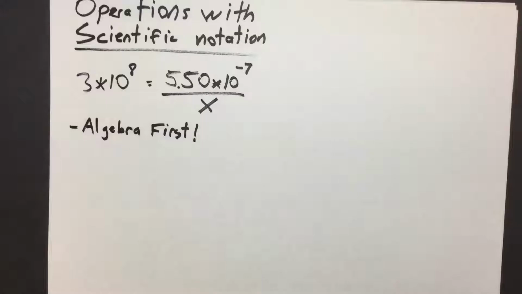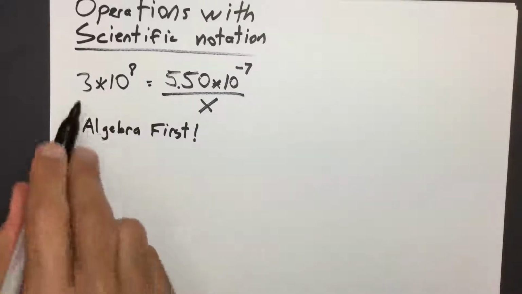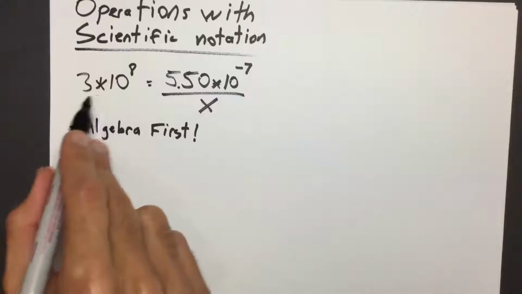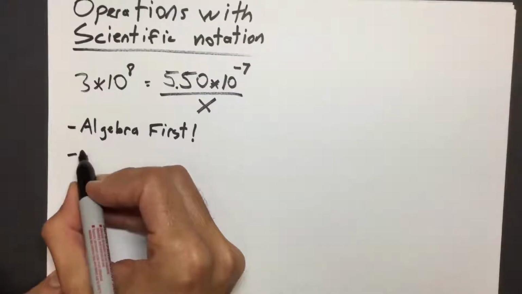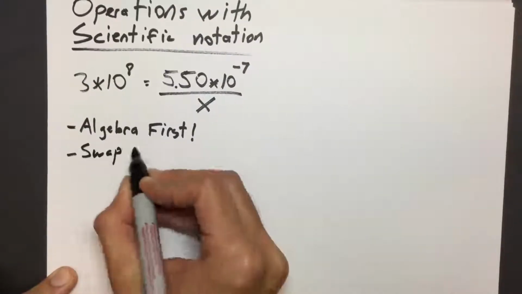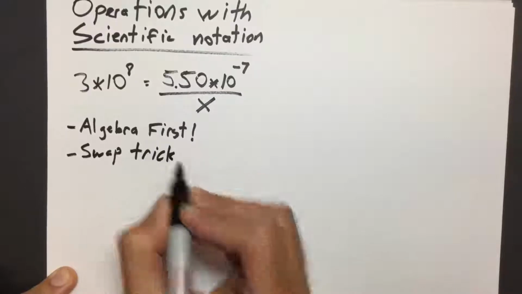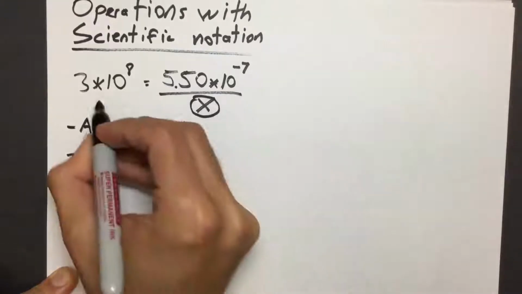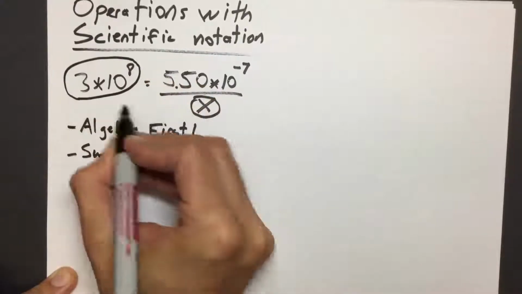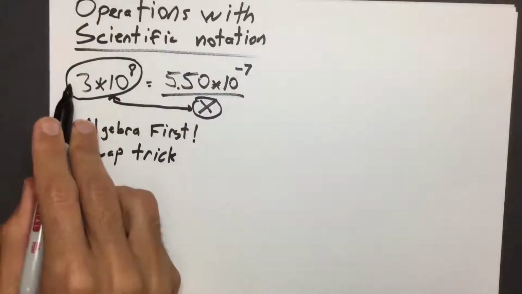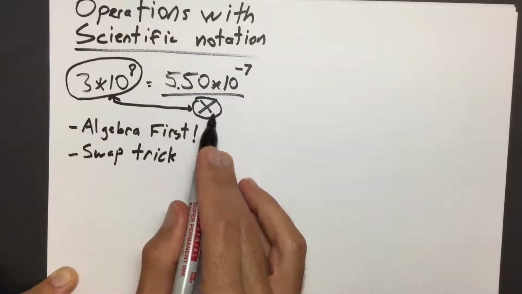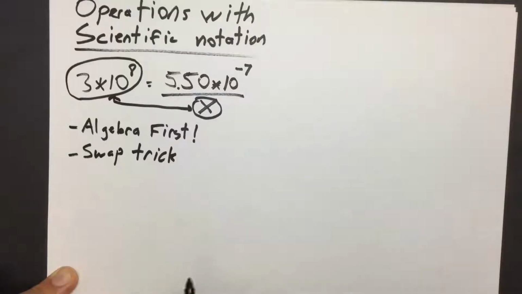Some people get a little confused when they have a fraction with an unknown in the denominator. I have a little trick I like to show you right now. If you have a known set of numbers on the left side and an unknown in the denominator, you are allowed to swap the two of them. I call this my swap trick. What's going to happen is this x and all of these numbers are going to switch positions. This works if you have a known on one side and an unknown in the denominator on the other side.